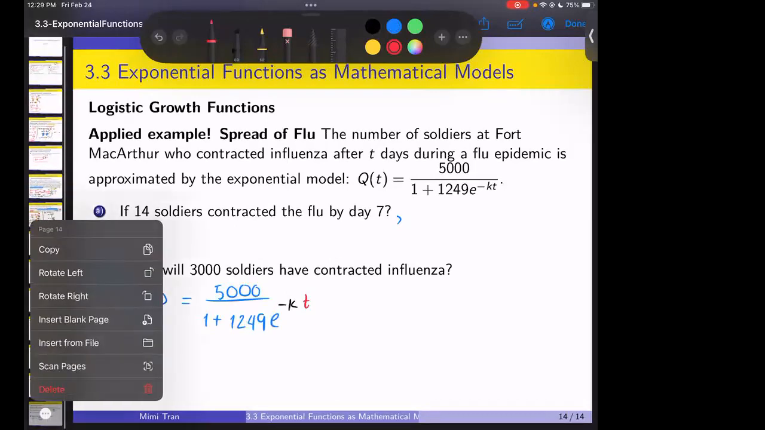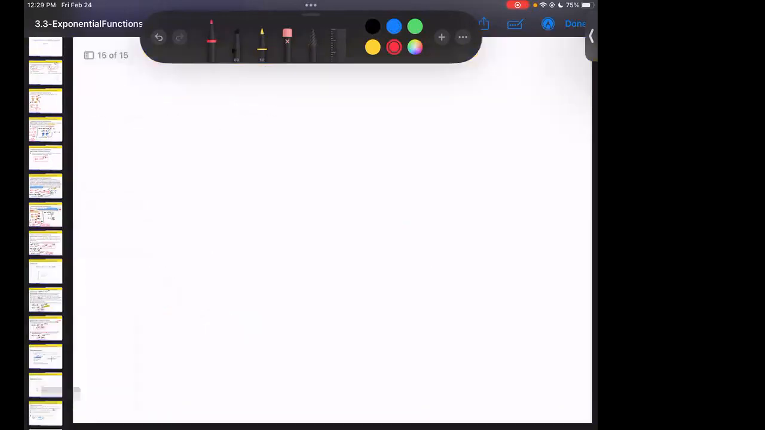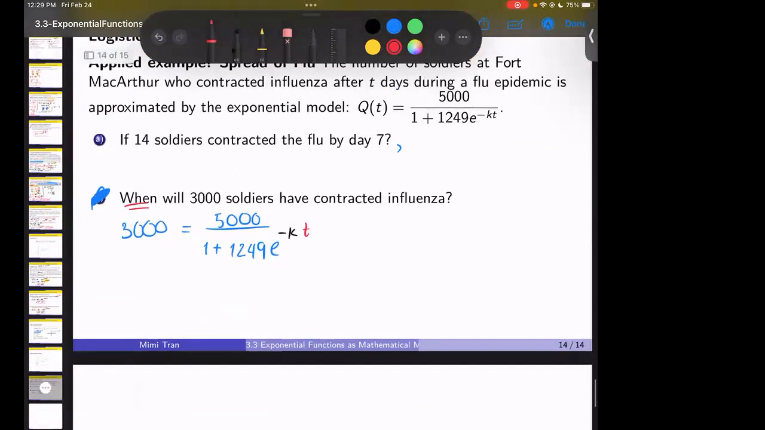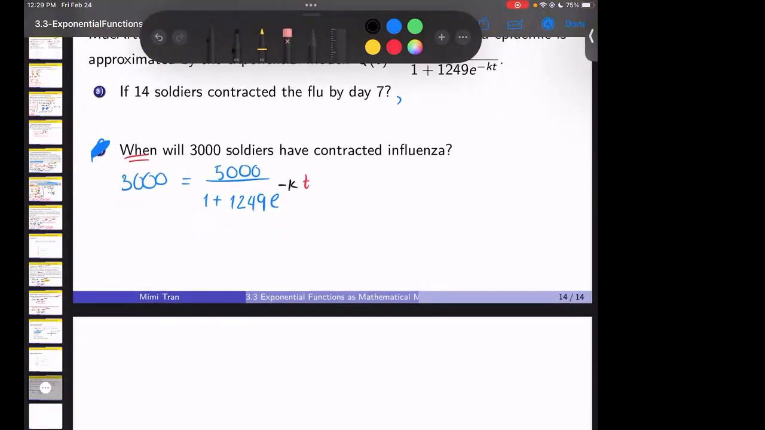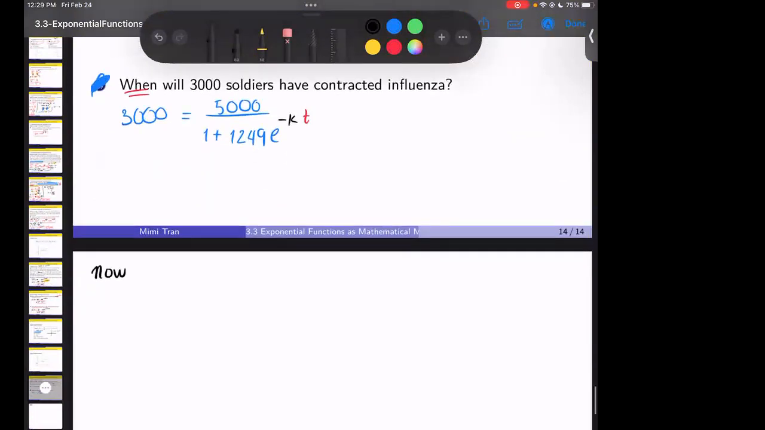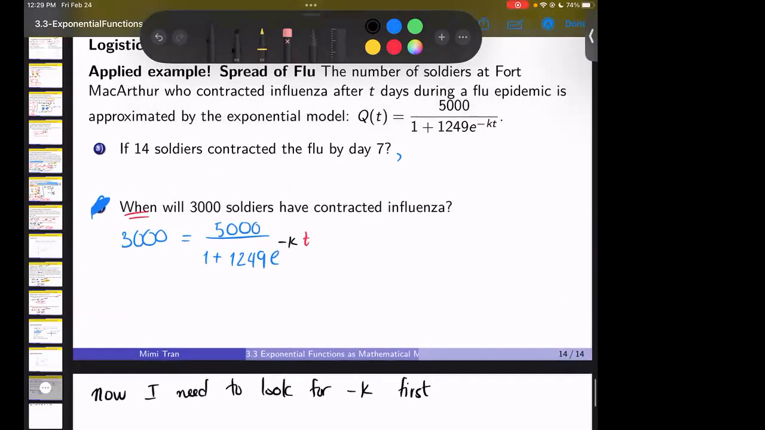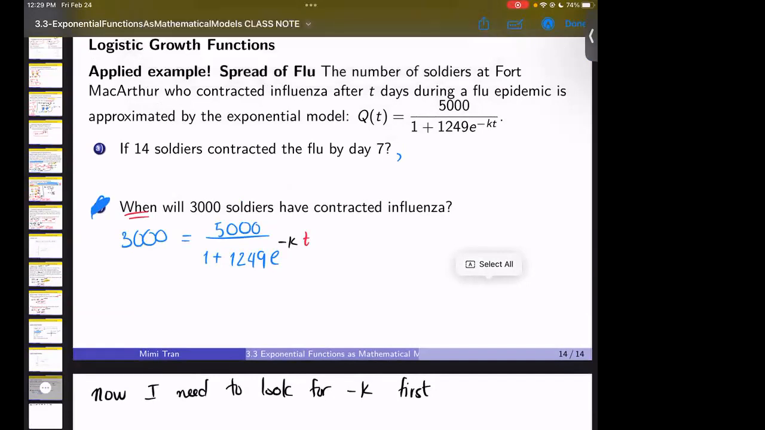So last problem. Wow, last problem. Okay. All right. Now let me write down here because I need that space. Now I need to look for negative K first. Usually I don't detach the negative from the K. You can, but later you have to put it back. So might as well just leave it there.